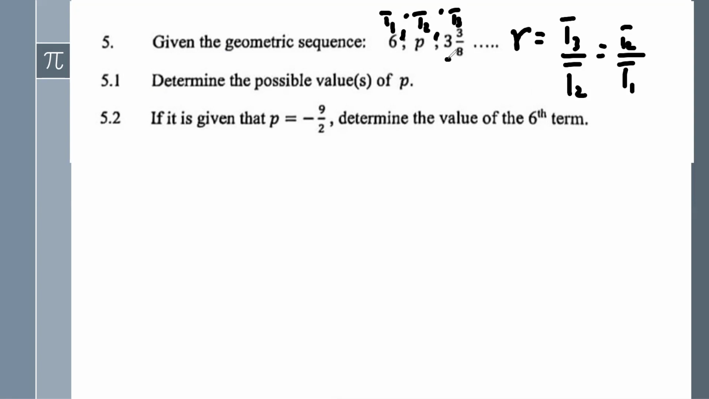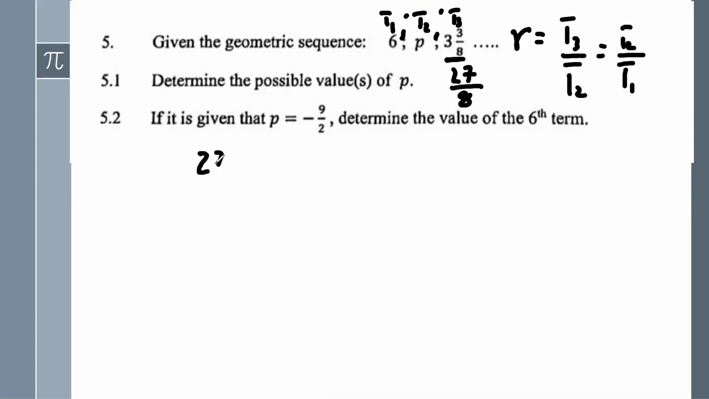You probably want to rewrite this mixed fraction as an improper fraction. 8 times 3, 24, plus 3, that's 27, and this is obviously over 8. So once you do this and you understand the principle, you're going to use the principle then to solve for P. As you can see, the question requires us to find the possible values of P. So let's get to that.